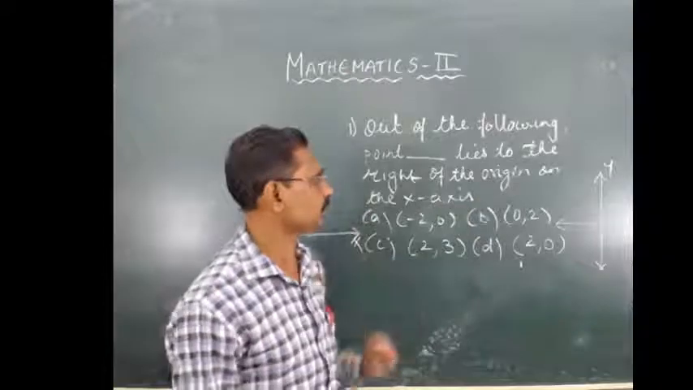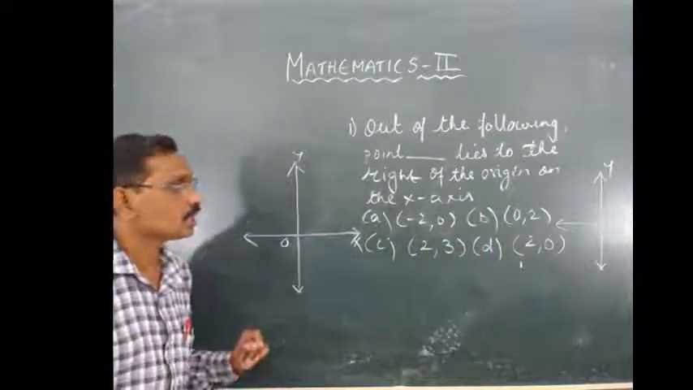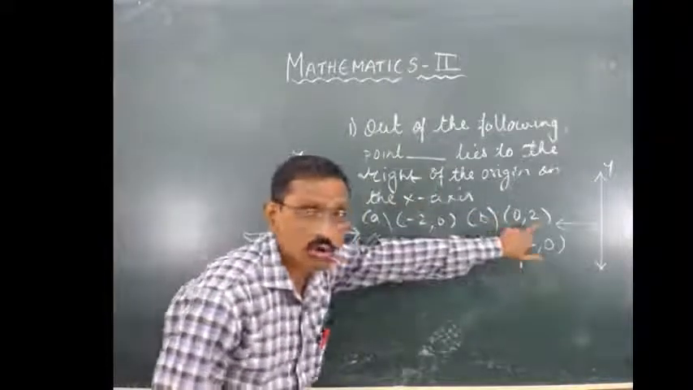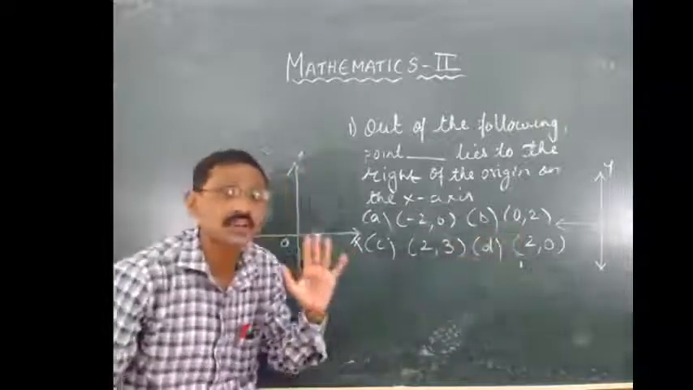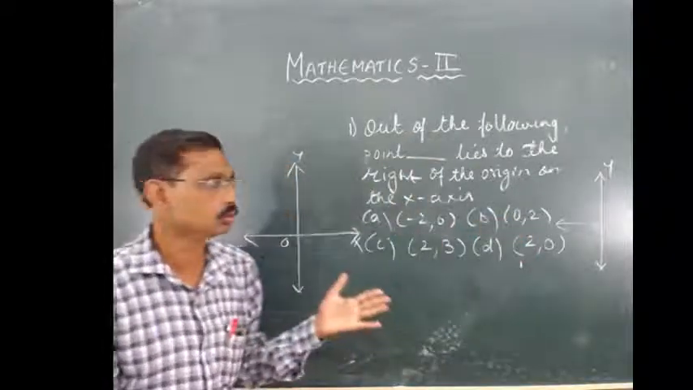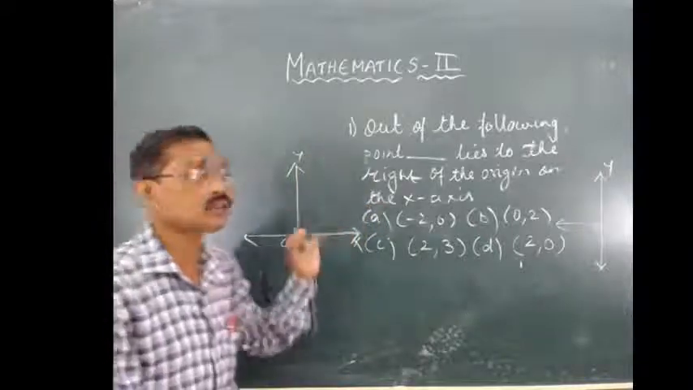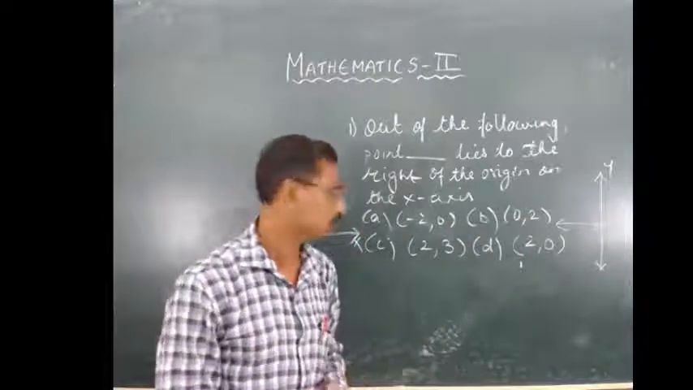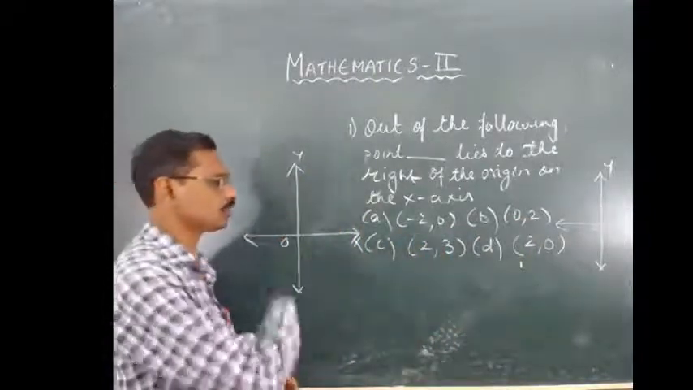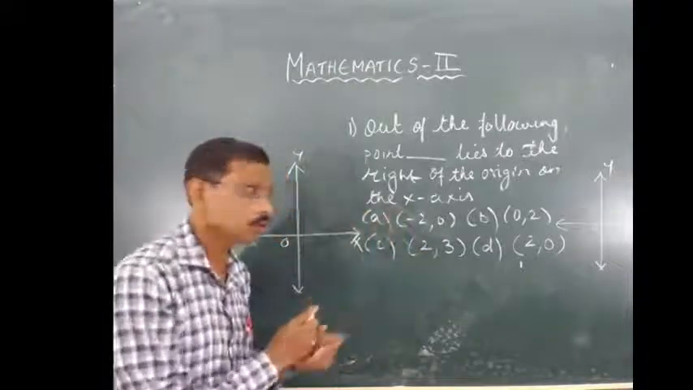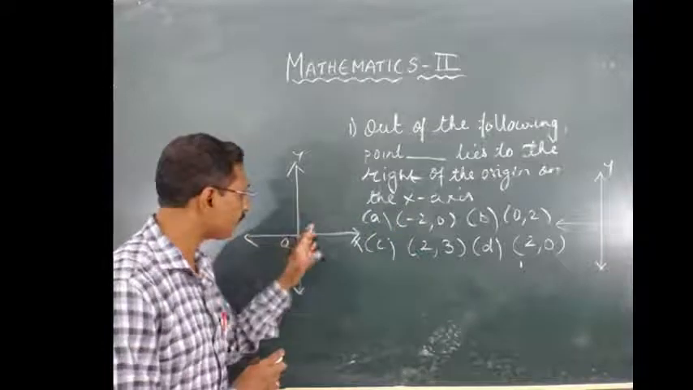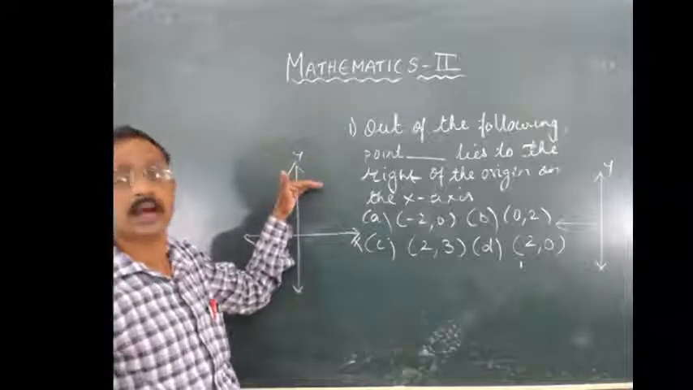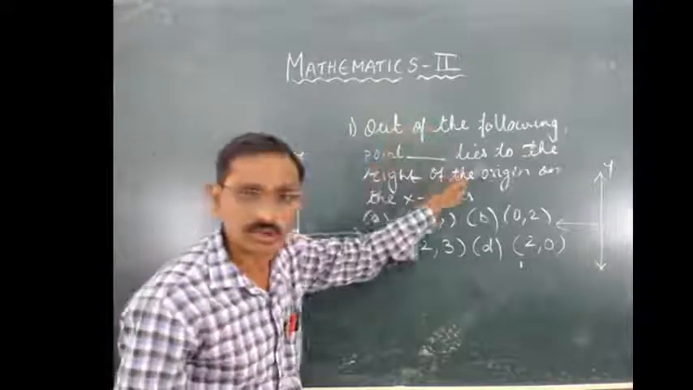Let's move on to the second option, 0, 2. On the x-axis we have 0 and on the y-axis we have 2. But we want a point to the right of the origin on the x-axis, so this option cannot be right. Let's see what the third option says: 2, 3. On the x-axis we have 2, on the y-axis we have 3. It will lie somewhere above, so it will not lie to the right of the origin.